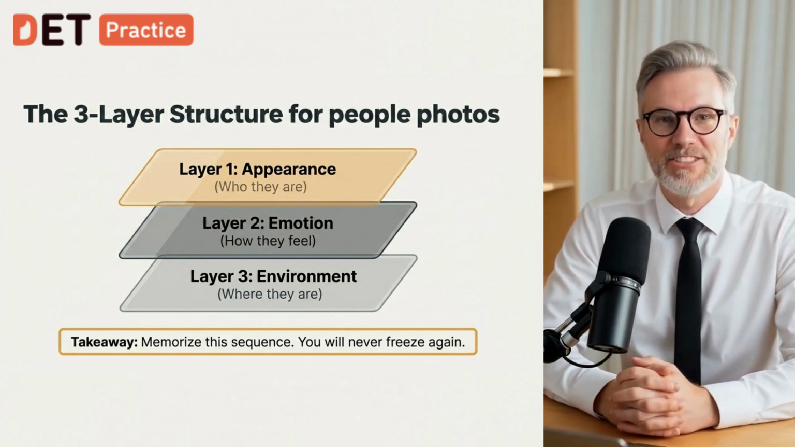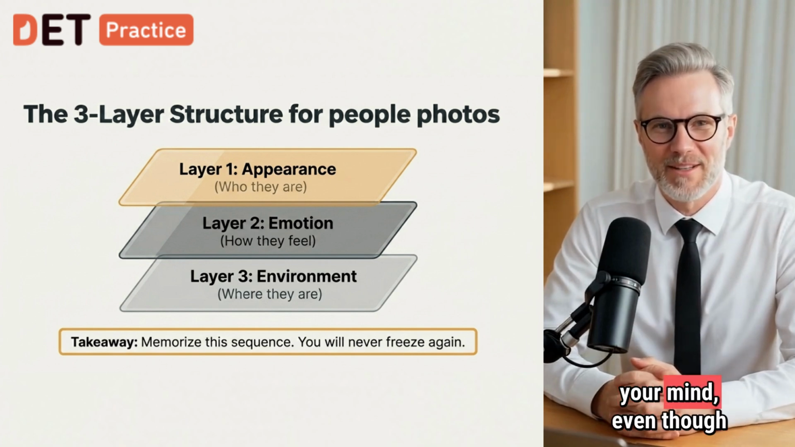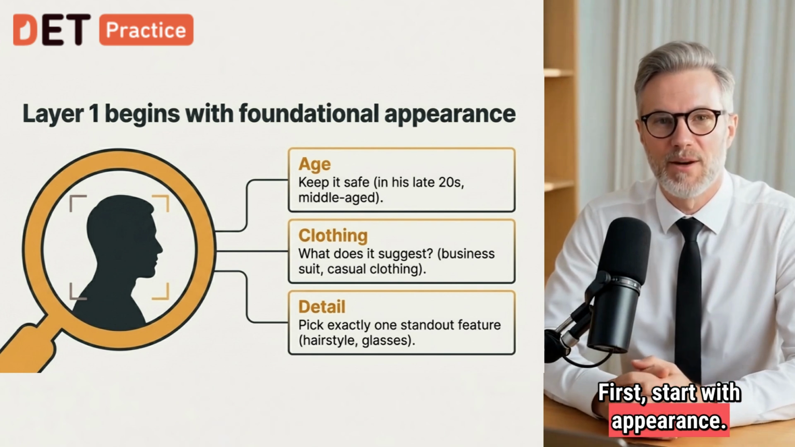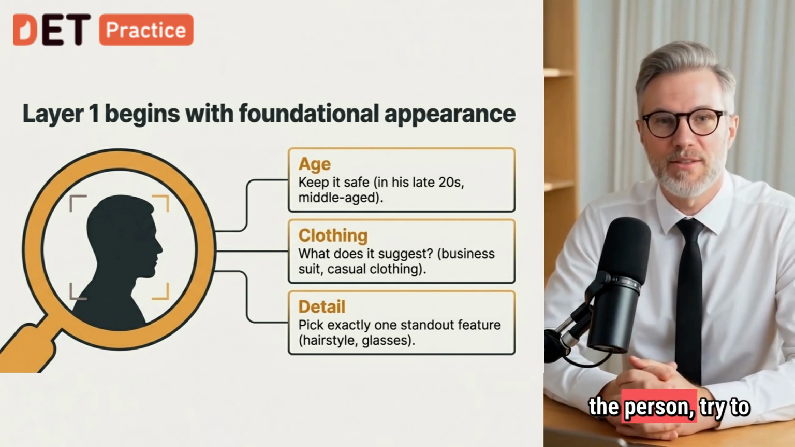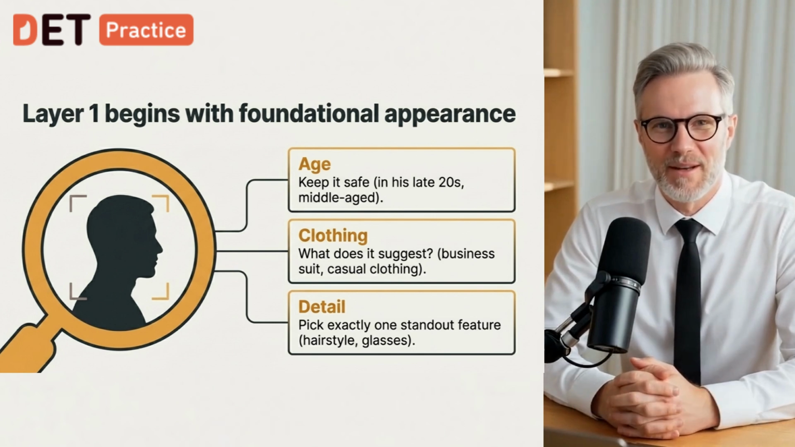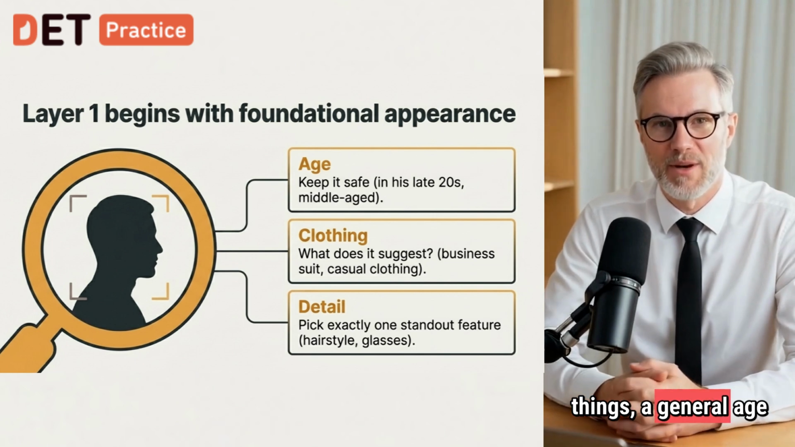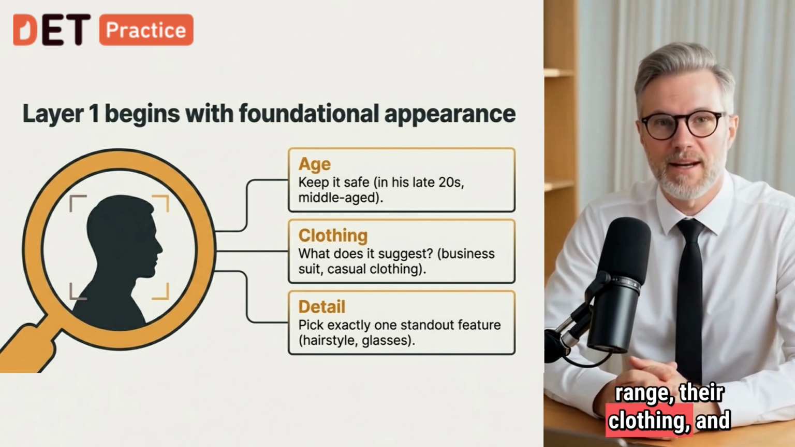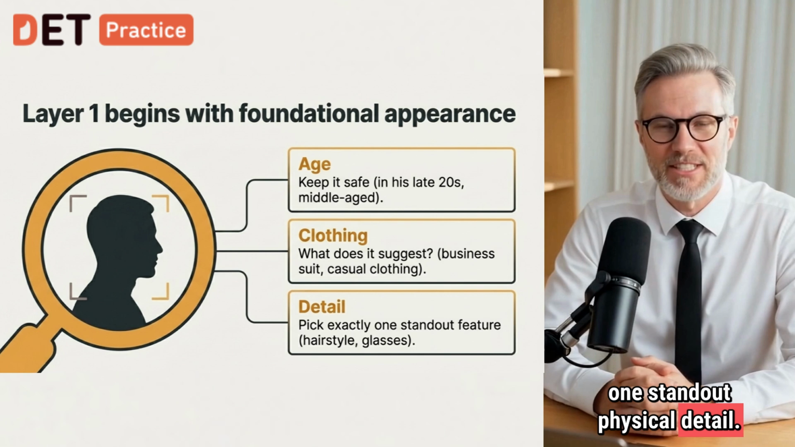And the key is to stay organized in your mind, even though you're writing very fast. First, start with appearance. When you look at the person, try to quickly identify a few basic visual details. You don't need to overthink it. You're looking at 3 things: a general age range, their clothing, and 1 standout physical detail.